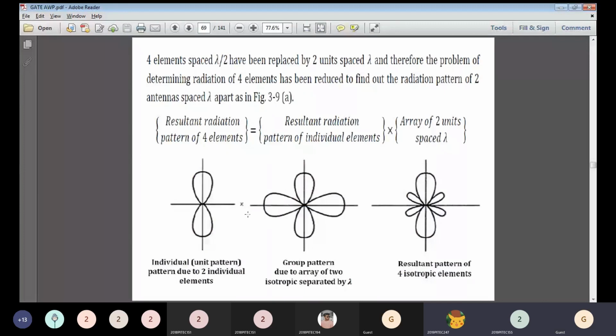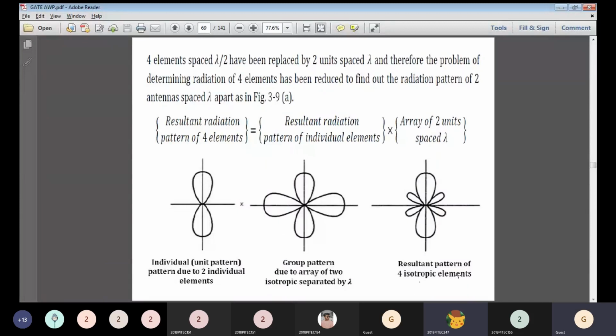By multiplying, what is the result? Resultant radiation pattern of 4 elements, resultant radiation pattern of individual elements. There we are going to get array of 2 points, array of 2 spaces. So this multiplication, you are going to get like this. Result pattern of 4 isotropic pattern.